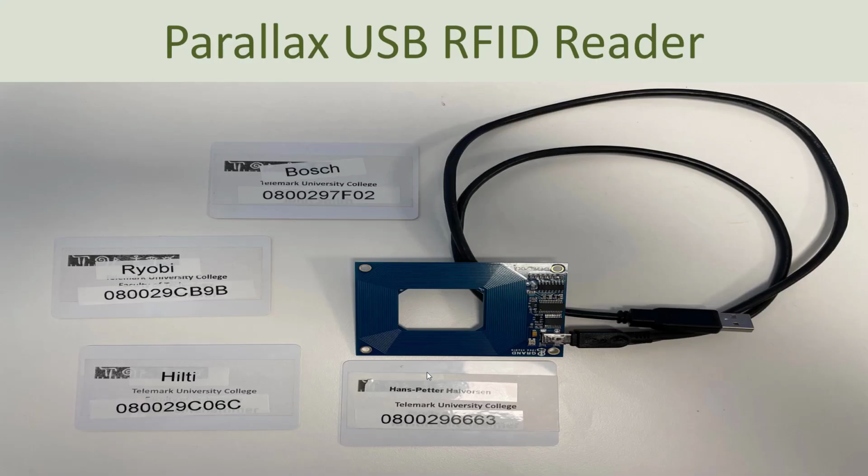So here is the system I have at my desk. Here is the USB RFID reader with a built-in antenna. I have connected a USB cable to my computer. I have different tags, and each of these tags has a unique ID, which you see here. I labeled them with the unique ID, so when I create these programs I can see if they generate the correct tag or not when I tap these tags on the reader.